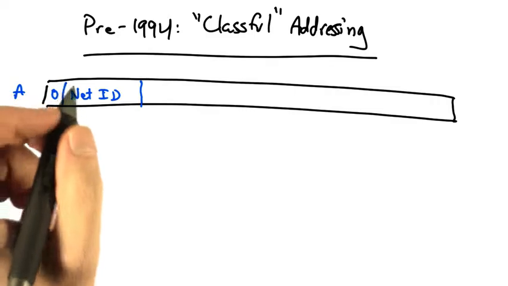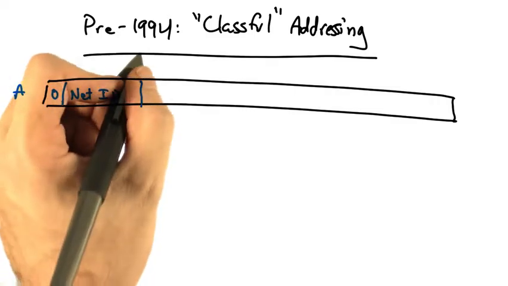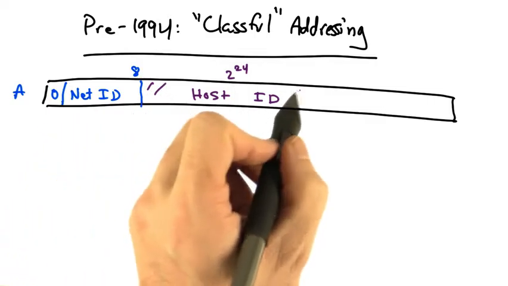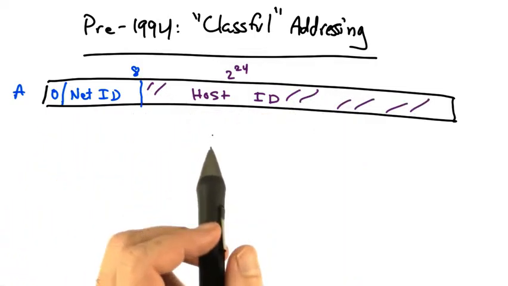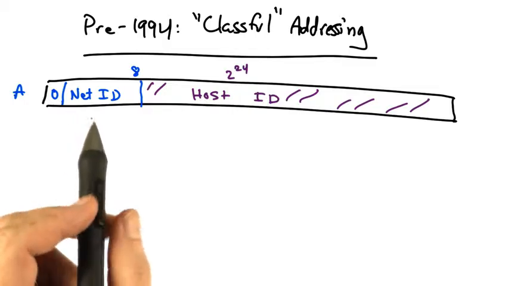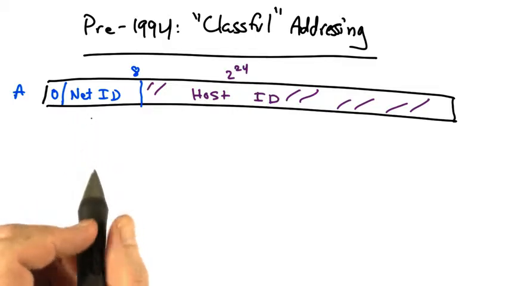bits will represent the network ID, or the network that owns this portion of address space. The remaining portion of the address space is dedicated for hosts on that network. In this case, any Class A network can support up to 2 to the 24th hosts.